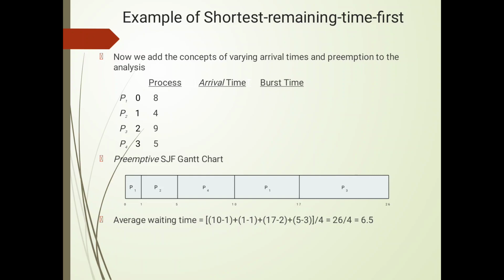Its Gantt chart is: first process P1 is executed, then P2, next P4 is executed, then P1 is executed, and finally P3 is executed.